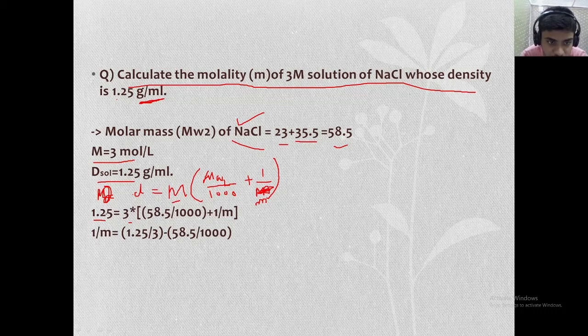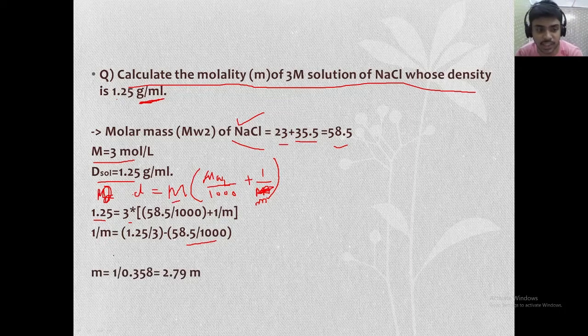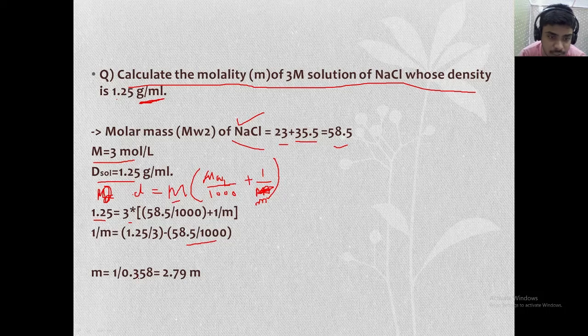So 1 by m equals this by 3 minus this whole one, is equal to 1 by m. So you calculate, you will get m equals 1 by 0.358, so it will be 2.79 molal. Okay, so there is a small difference, see, 3 molar and 2.79 molal. So have you got a very easy way? Now you can impress your teacher, right? Sir, I know this formula.